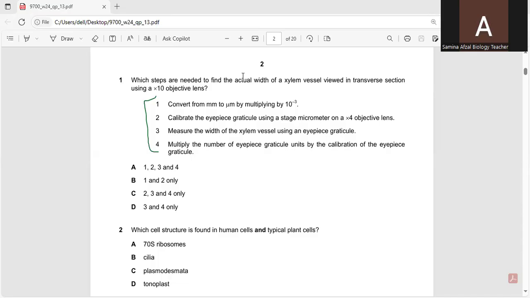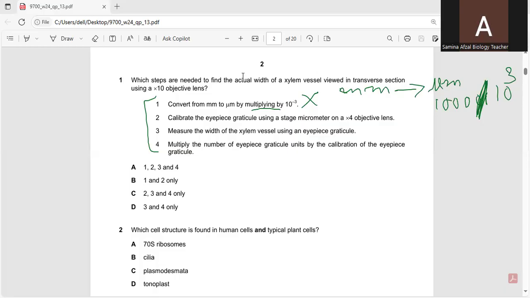The first statement is: convert from millimeter to micrometer by multiplying by 10 raised to power minus 3. Students, when we convert a greater unit into a smaller unit, then we multiply. When we convert millimeter into micrometer, we multiply by 1000 or 10 raised to power 3. So this statement is not correct because they have given 10 raised to power minus 3.